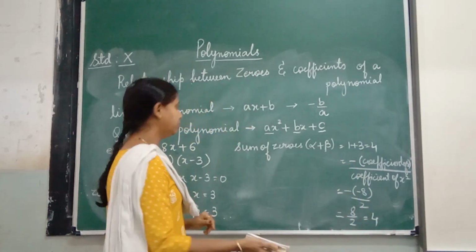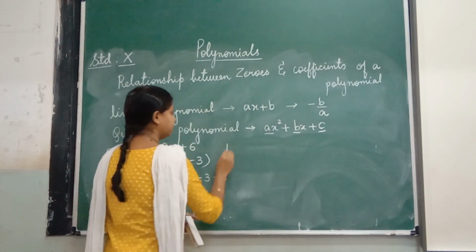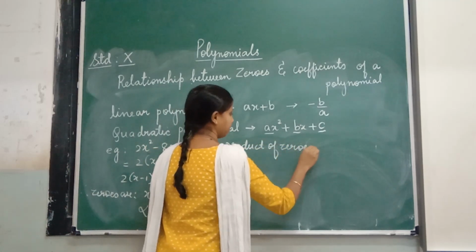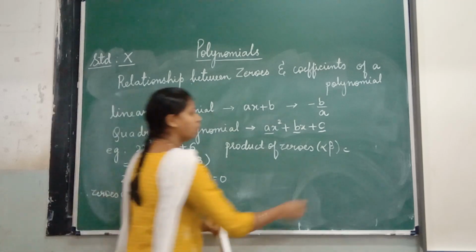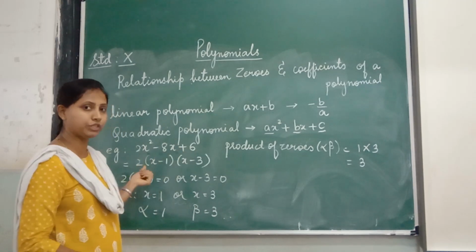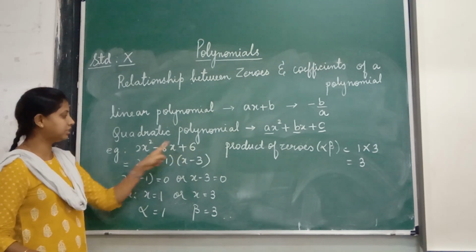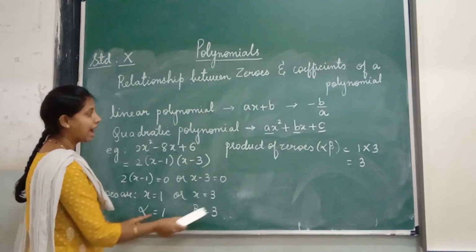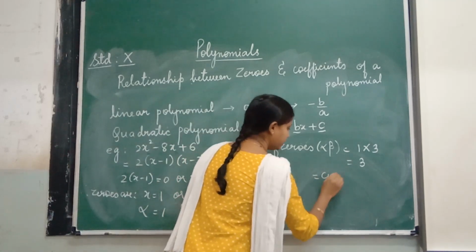Same way for the product of zeros, that is alpha into beta. That is 1 into 3, which is nothing but 3. So how can we get 3 by seeing the coefficients? You can take the constant divided by the coefficient of x square, that is 6 divided by 2. Again you get 3. So this is the relation between the zeros and the coefficients of a polynomial. Now you can see here the coefficient.